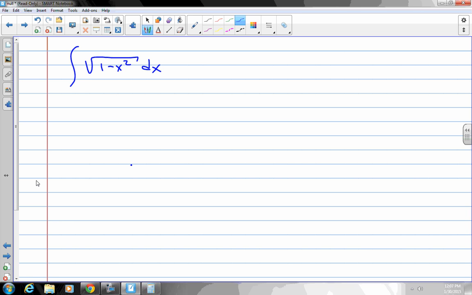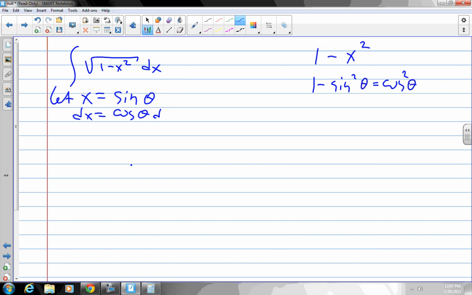And what Lynn was saying is, well, 1 minus something squared. Have I seen that before? Yes, you've seen that 1 minus sine squared equals cosine squared, right? This is the Pythagorean identity. So we're going to make the substitution. Let x equal sine theta, then dx equals cosine theta d theta, right? Just your basic substitution. All right, so let's substitute.